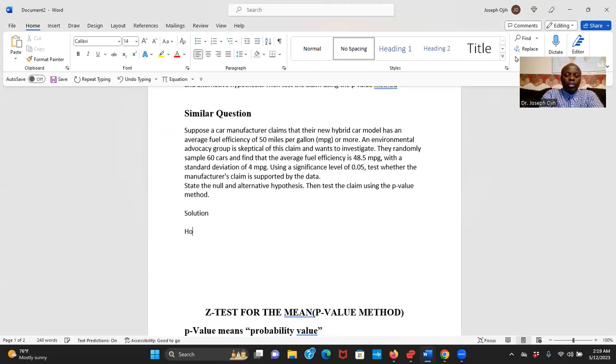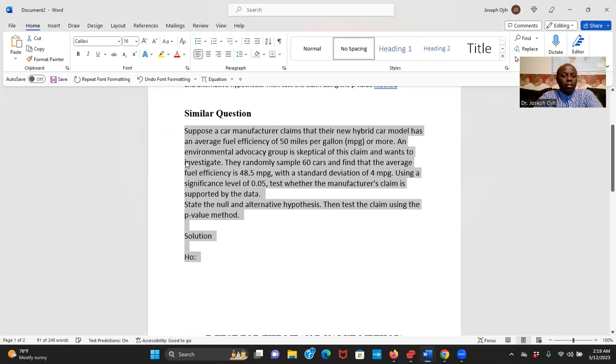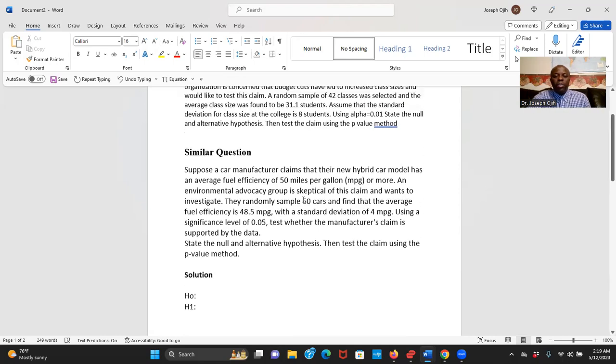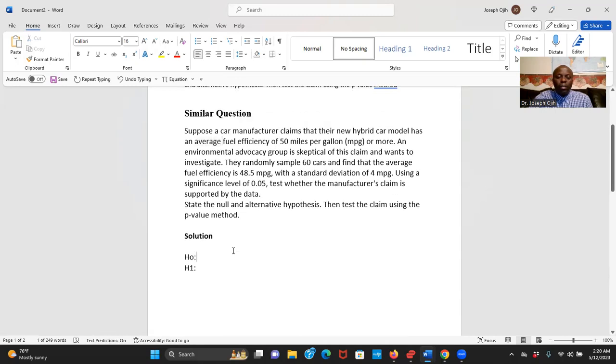Let's start by stating the null hypothesis and the alternative hypothesis H1. Let me make the font a little bit bigger. Because this is a test for the mean, it says average, that means it's a test for the mean. And they claim that the average fuel efficiency is 50 miles per gallon or more. That means the symbol we're going to use is the greater than or equal to symbol.